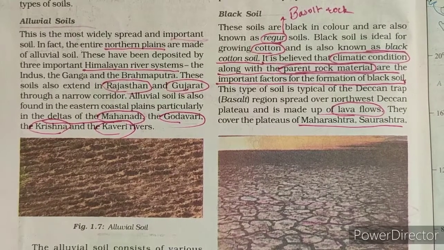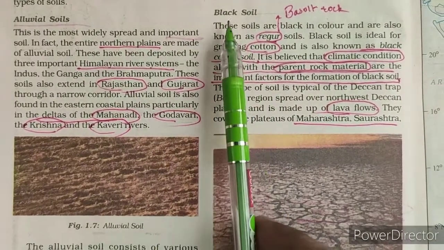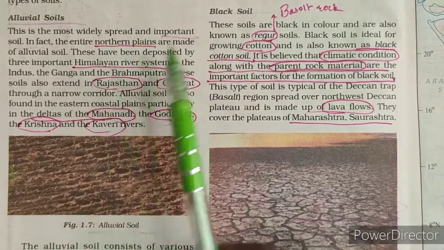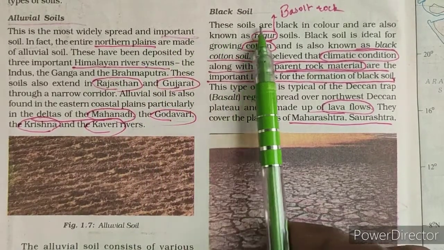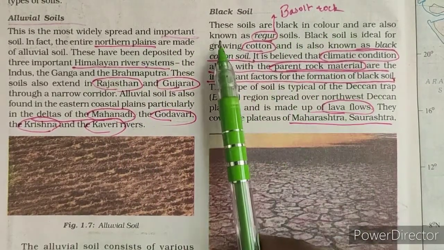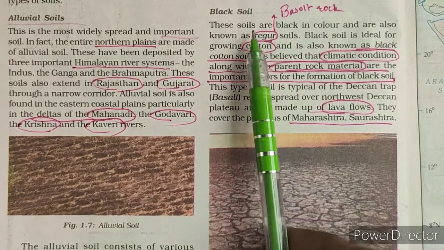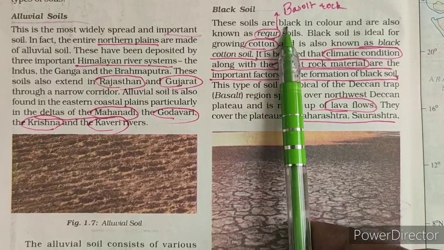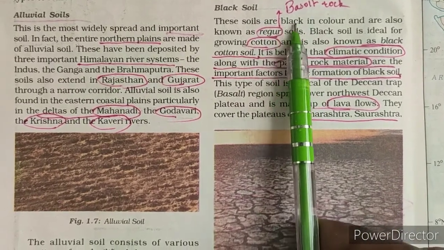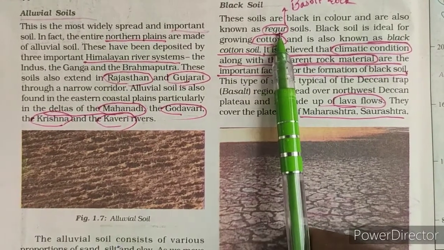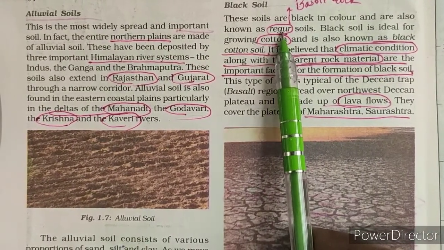Hello dear students, today let us start the next type of soil, that is black soil. These soils are black in color and are also known as regur soil. That's why it is called black soil, and its other name is regur soil. Why is it called regur?